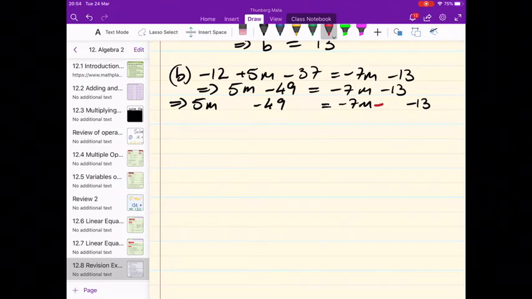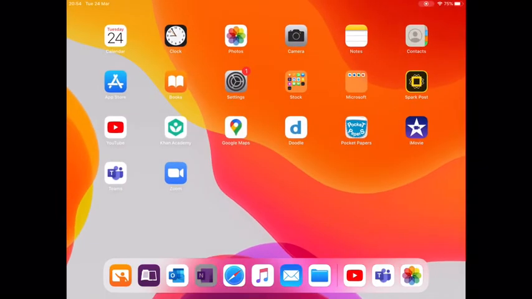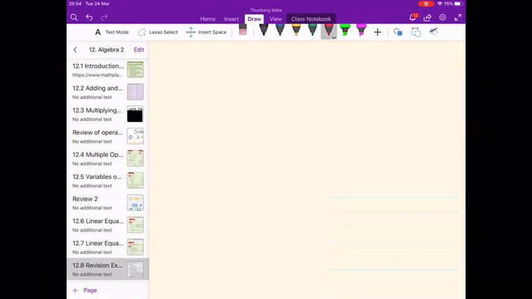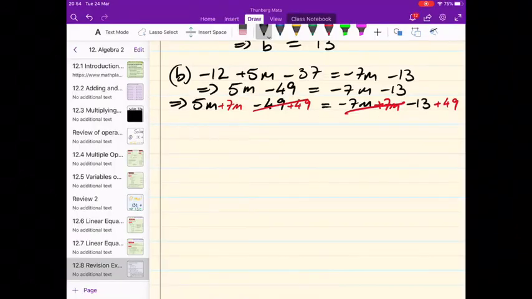So we want this minus 7m, we don't want that on the right hand side of the equals, so we're going to add 7m's to it to cancel them out, but to do that we'll have to add 7m's to the left hand side as well. We don't want that negative 49 on the left hand side, so we'll have to add positive 49 to it to cancel them out, but to do that we'll have to add 49 to the other side as well. Oopsie daisy.